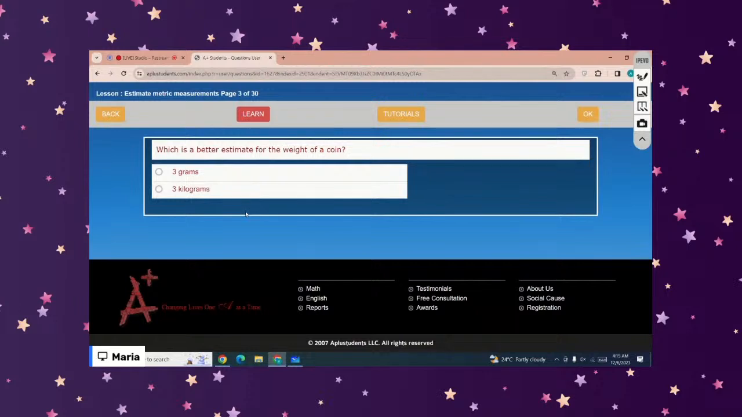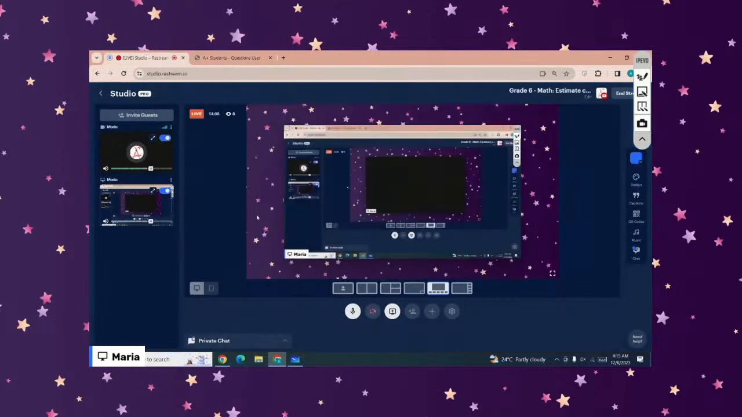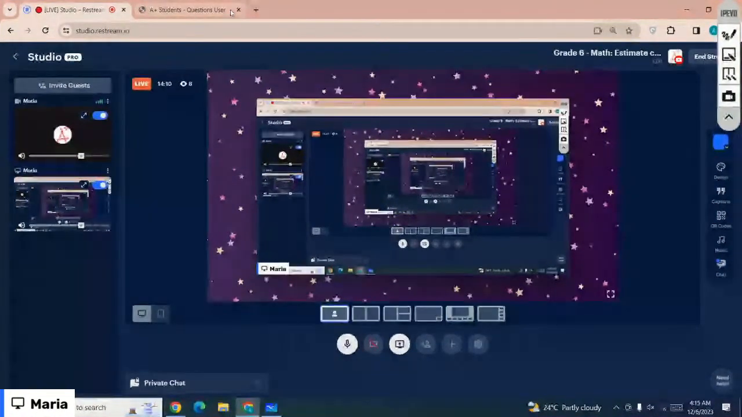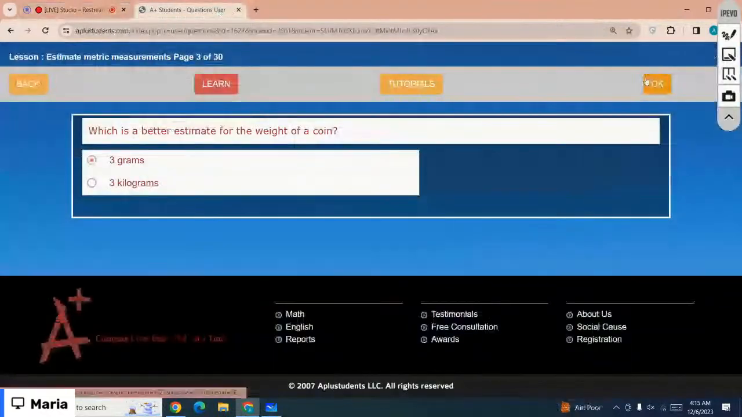That is a coin, right? So the correct option is 3 grams because for a coin, 3 kilograms is too much. So that would be just 3 grams, right? No, no, no. Just a coin. How is it in kilograms?